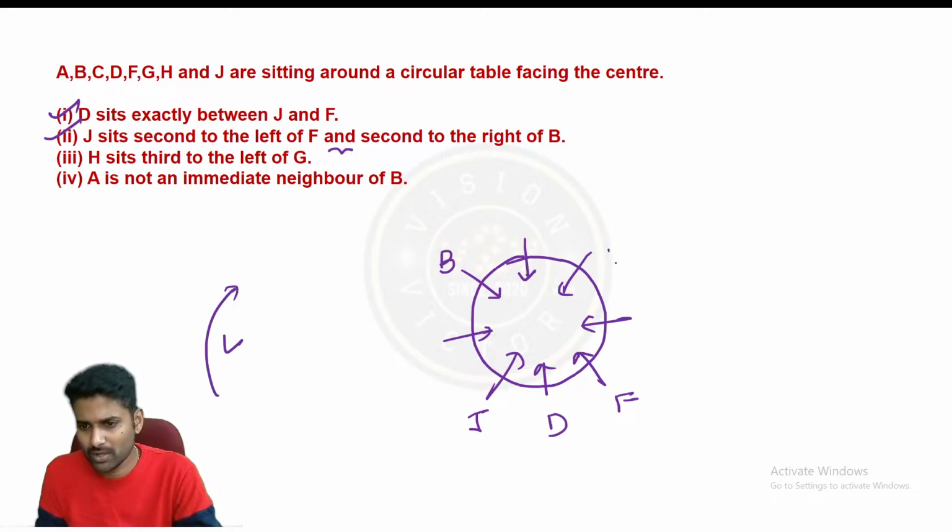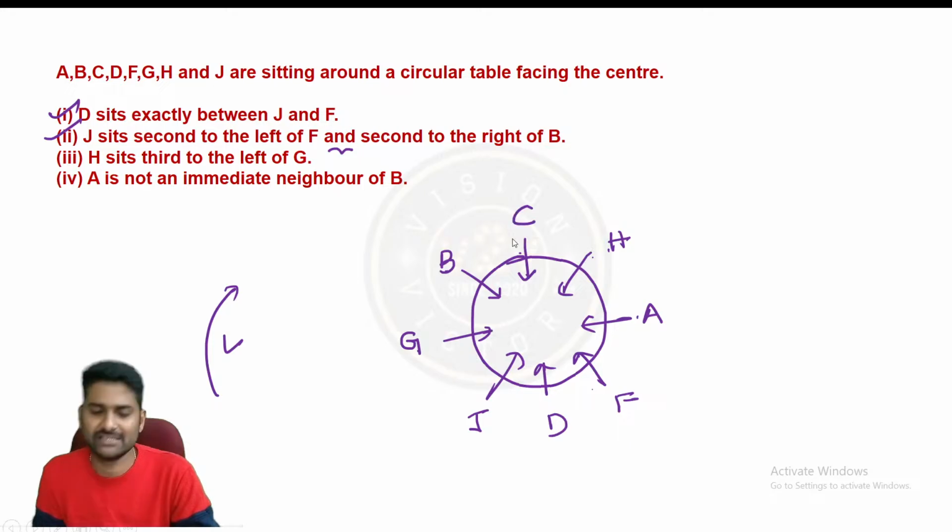If you place G here, 1, 2, 3, it's already filled, so this is not a valid position. Guys, these 3 positions are not suitable for G. Why? Because if you place H, you can confirm it with G. That's why these positions are not at all suitable. Now if you place G here, H is the third left: first left, second left, third left. You can confirm H. A is not a neighbour of B, so you can confirm A. One alphabet is left, that is C.